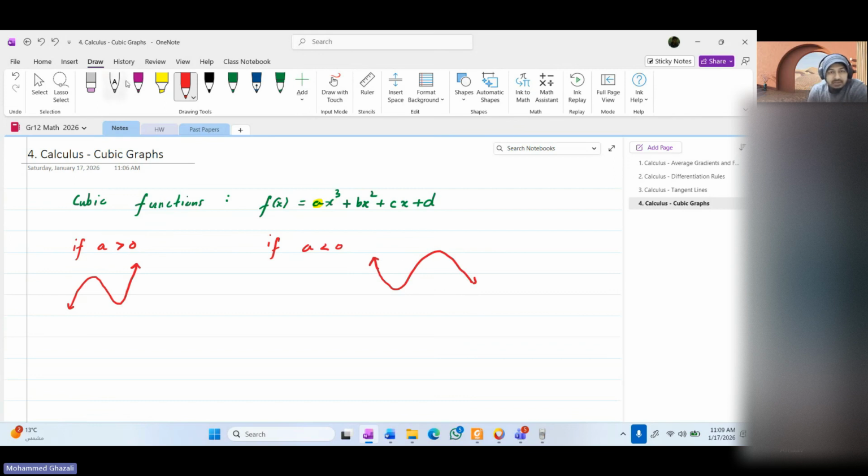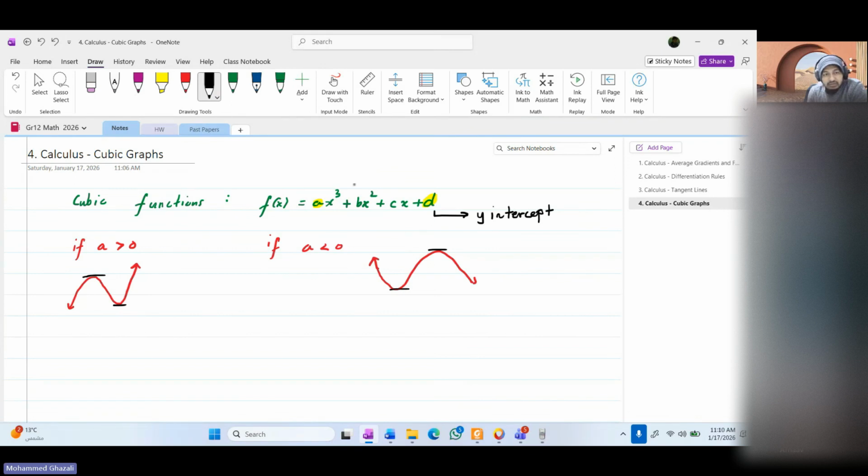Okay. So again, if a is positive, you're going to get a graph which has a maximum first, then a minimum second. And if a is less than 0, you'll get a minimum, then the maximum. Now, before we do any analysis on this, what is the value of d? Again, the value of d, which is a constant, just represents the y-intercept.